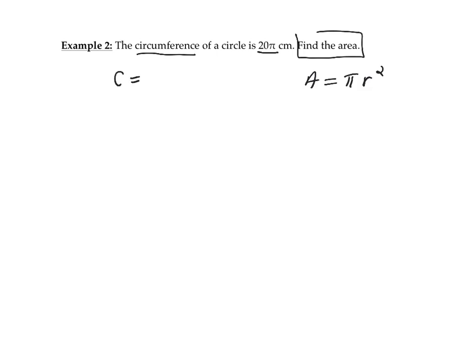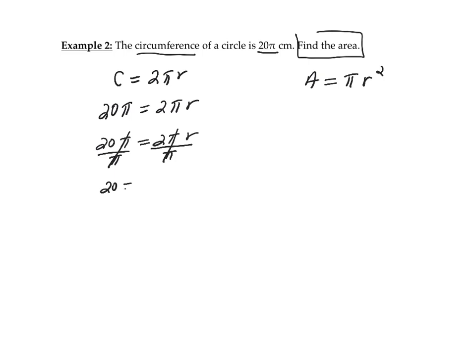So start with your circumference formula. Circumference equals 2 pi r. Our circumference is 20 pi, so set 20 pi equal to 2 pi r. And then we're going to solve for that radius. So we need to divide both sides by pi. And we end up with 20 is equal to 2 times the radius. And then we'll divide by 2. We end up with a radius equal to 10 centimeters.